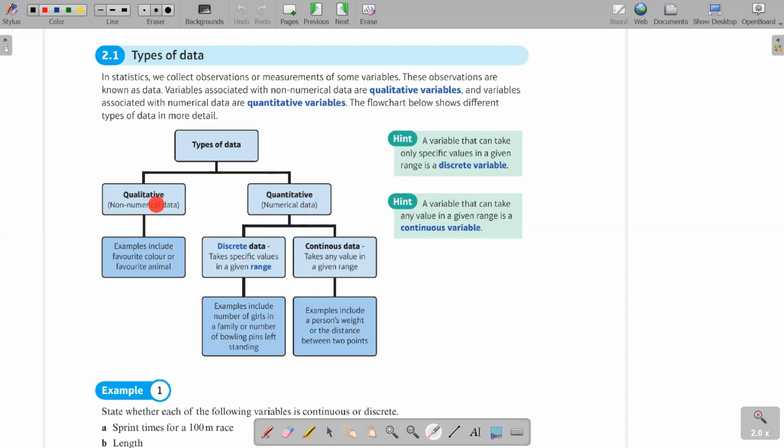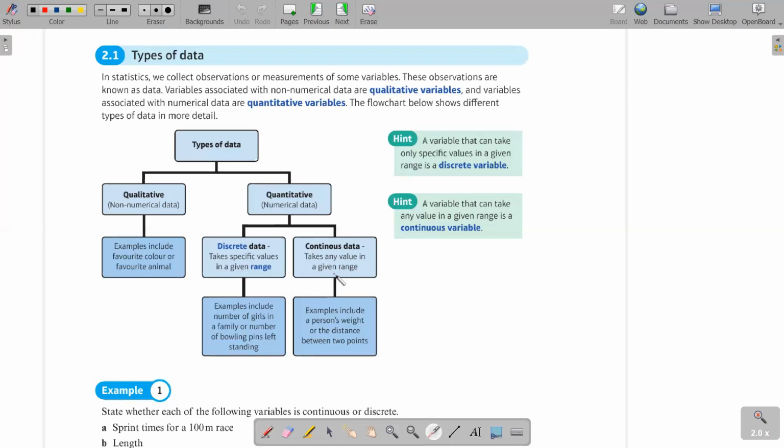They have given examples for qualitative. Examples include your favorite color or names. When it comes to quantitative data, you can see they have divided the numerical data into two more subsections, discrete data and continuous data. In discrete data, what they say here is discrete data takes specific values in a given range. Just look at the difference between these two. Discrete data takes specific values in a given range, but continuous data takes any value in a given range.